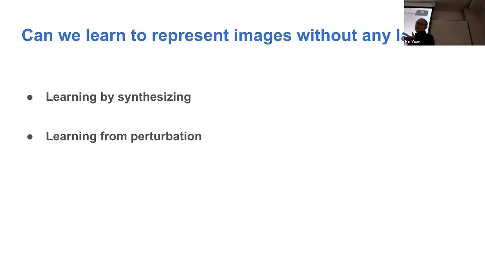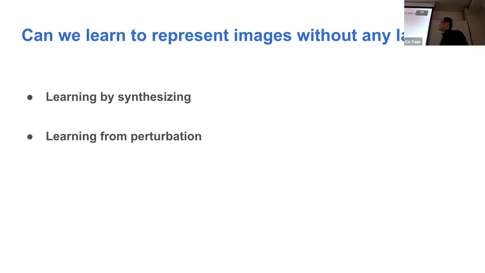Today I want to talk about two types of representation learning approach. The way I see it, they differ by the general strategy of constructing representations. The first one is learning by synthesizing, which would be the typical deep generative models. The second one is learning by perturbation, meaning that you tweak your data, augment data, and then you build a model such that you can recognize those perturbations.